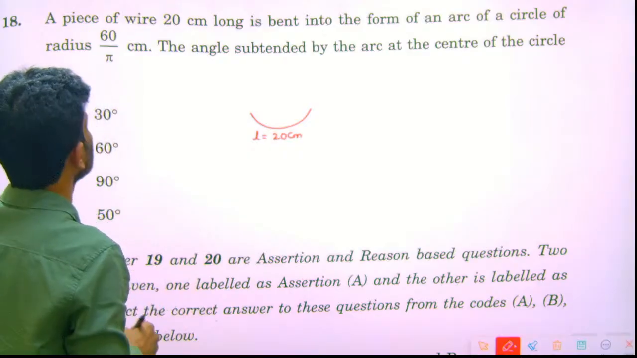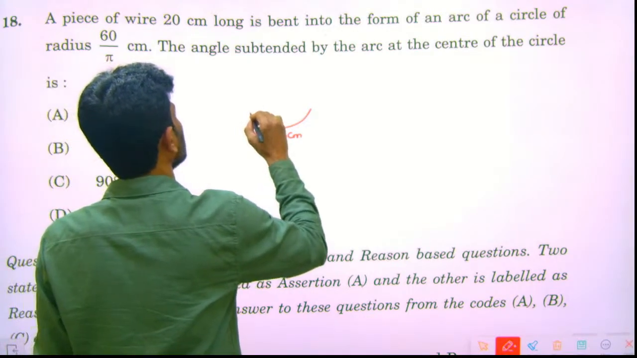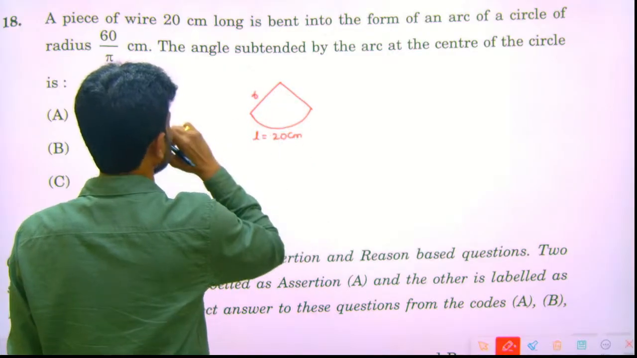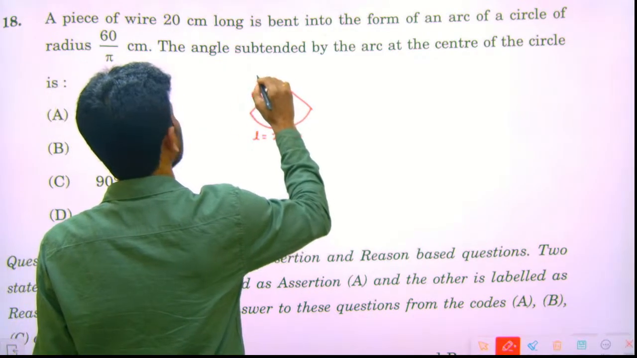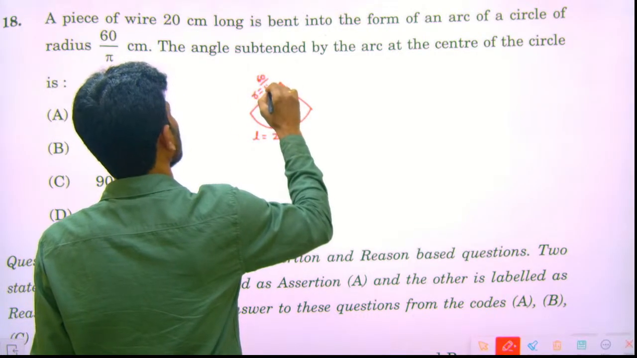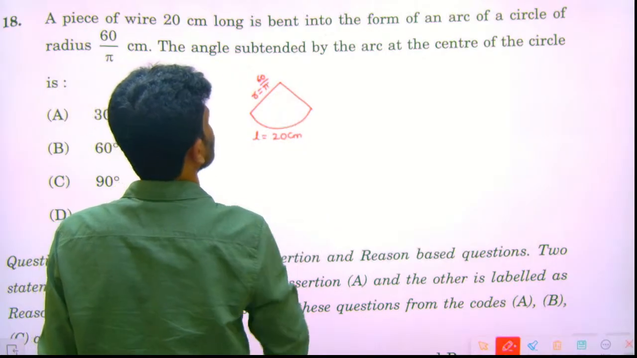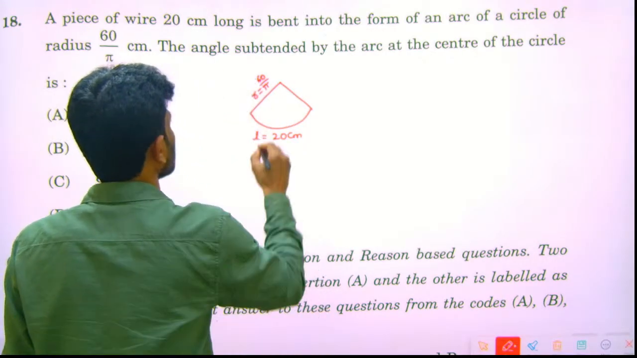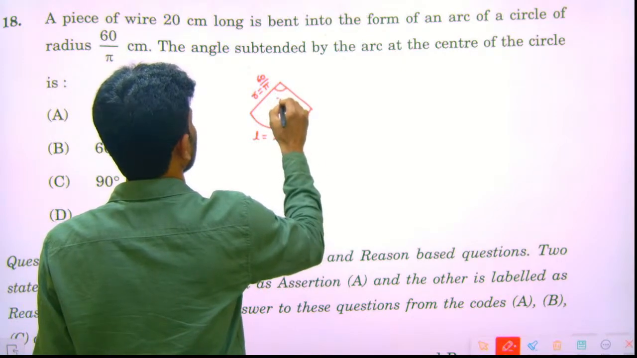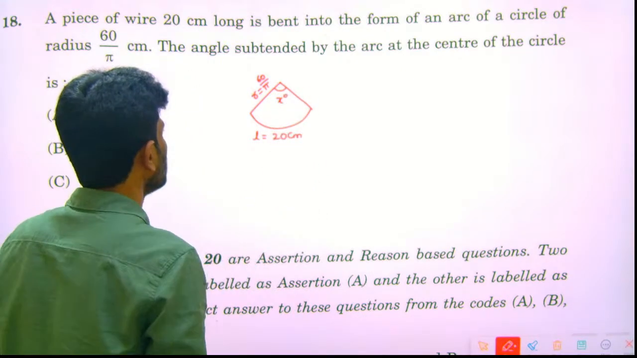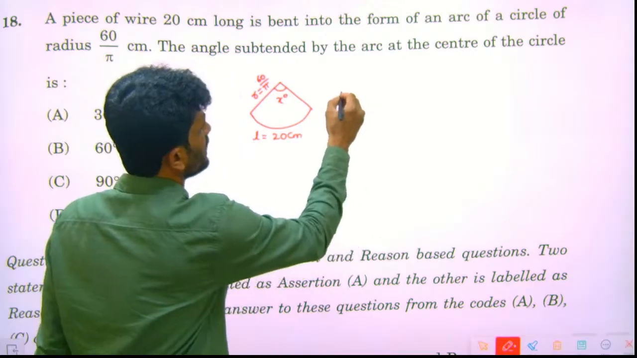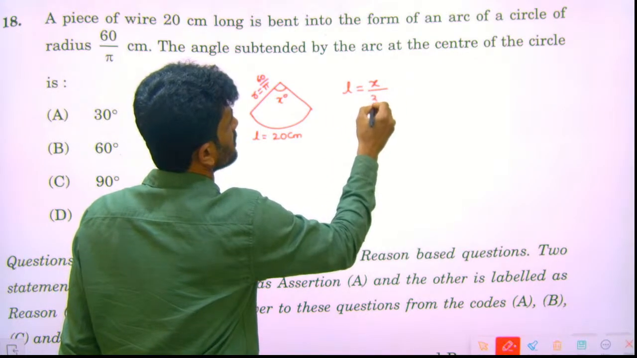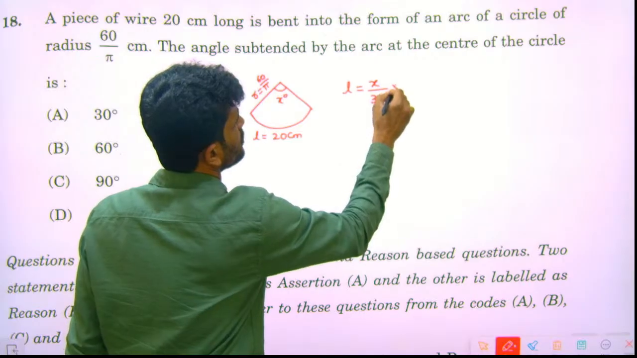And one more thing given, the radius is also given. This is the radius. Radius is given as 60 by pi. They are asking to find the angle subtended by the arc at the center. This angle we have to find out, x degrees. Then what formula do we have to use? Length of the arc is equal to x degrees by 360 degrees into 2 pi r.